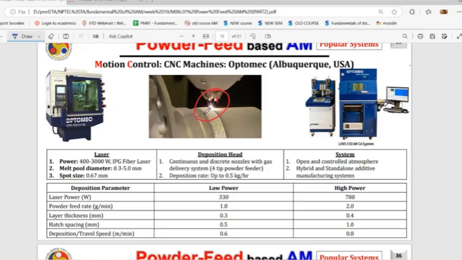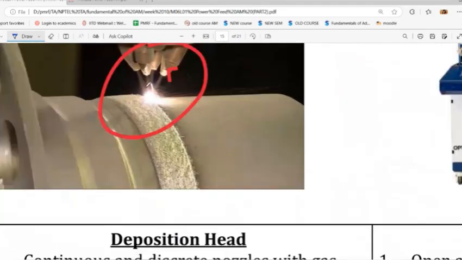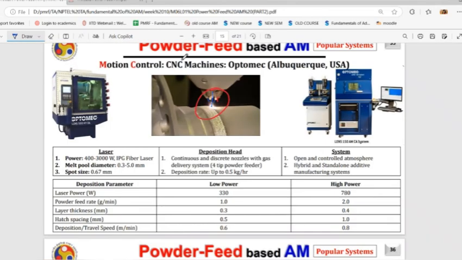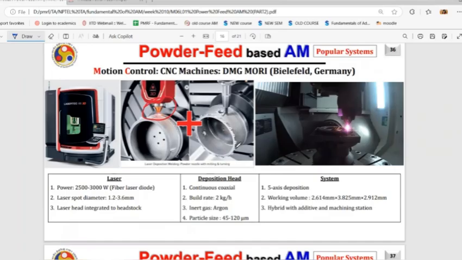In this photo you can see four streams of powder coming. If I zoom the picture, see 1, 2, 3, 4. Four streams of powder are coming, meeting at this point. From the middle, the laser is coming like this, which you cannot see because the laser is in the infrared region, which is beyond the visible range, and the cladding is taking place. Cladding here is like a coating of a few layers on top of a shaft to repair it or to protect it from the environment.